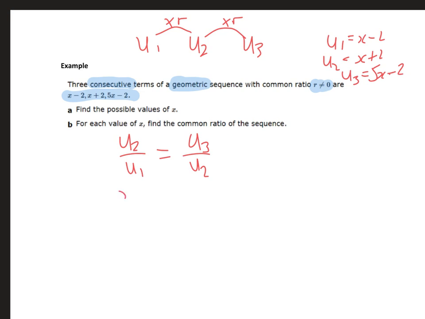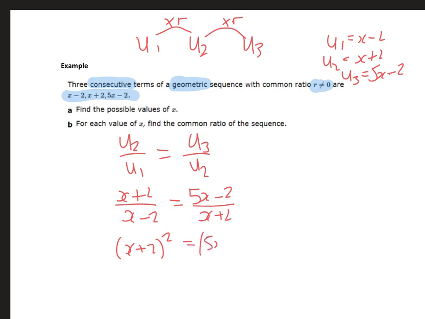So if I sub them in, I get x plus 2 over x minus 2 equals 5x minus 2 over x plus 2. Now if I times both sides by the x minus 2 and x plus 2 to cancel them out, I get x plus 2 squared equals 5x minus 2 times x minus 2. So you might remember this is just cross multiplying.